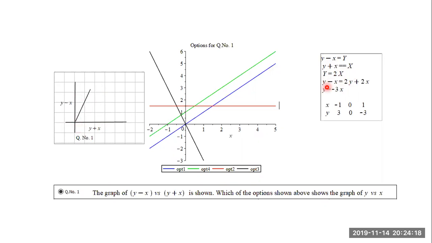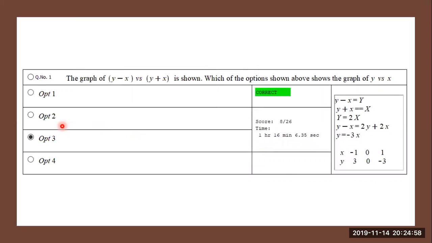Substituting this, y minus x is equal to 2 times capital X, which is y plus x, we'll get y is equal to minus 3x. So put x is equal to minus 1, y should be 3. Put x is equal to 0, y should be 0. Put x is equal to 1, y should be minus 3. Which graph satisfies this? When x is equal to minus 1, y should be equal to 3, which is black. When x is equal to 0, y is equal to 0, it's black and blue. When x is equal to 1, y is equal to minus 3 is only black. Therefore, which option is correct? Black. Very good. Option 3.